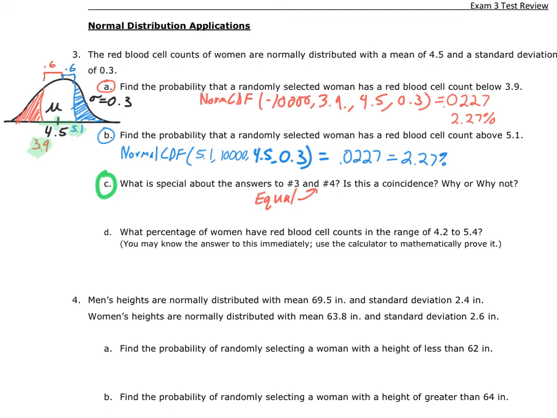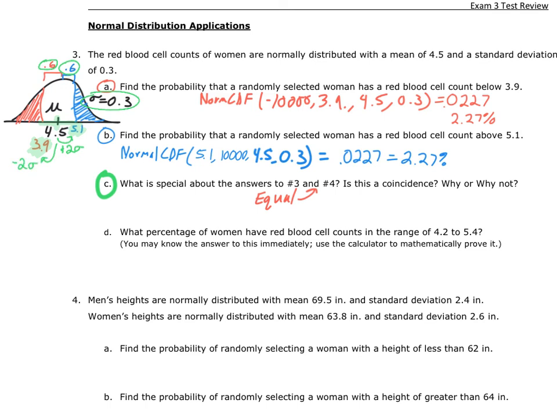Now there's something special about that 0.6, because if you look at the standard deviation, that's 2 of the standard deviation. So what's really happening is I'm starting at the mean and I'm adding 2 standard deviations to get to the 5.1, and I'm subtracting 2 standard deviations to get to the 3.9.